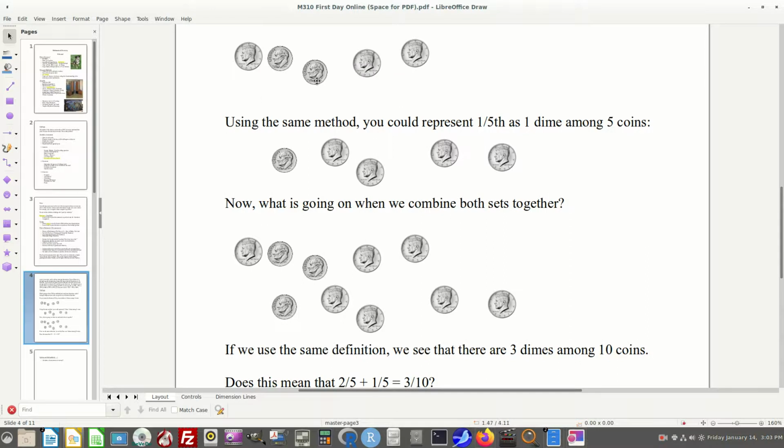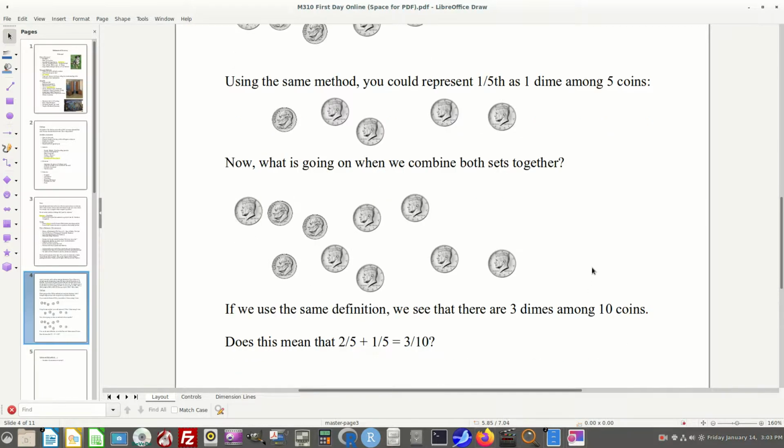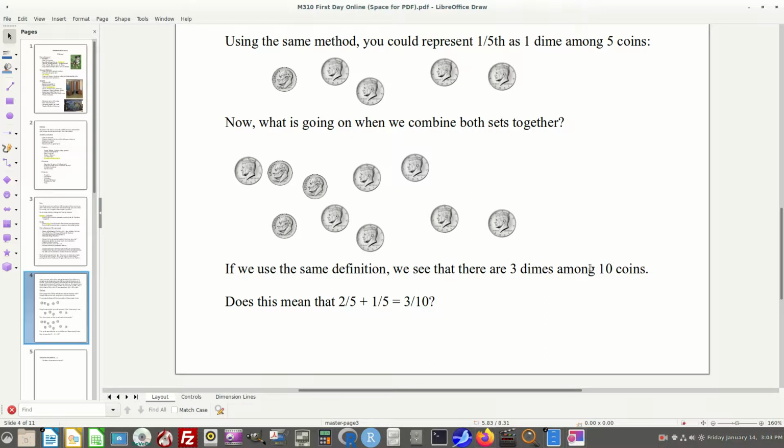So let's see, we had 2 dimes and then one more, so 3 dimes, there they are, and a total of 1, 2, 3, 4, 5, 6, 7, 8, 9, 10 coins. So it seems perfectly reasonable. If we use that same definition of a fraction, we'd say that there are now 3 dimes, 1, 2, 3, among these 10 coins. So does that mean that 2/5 plus 1/5 is 3/10? Well, that's clearly not true. That is absolutely and completely untrue.